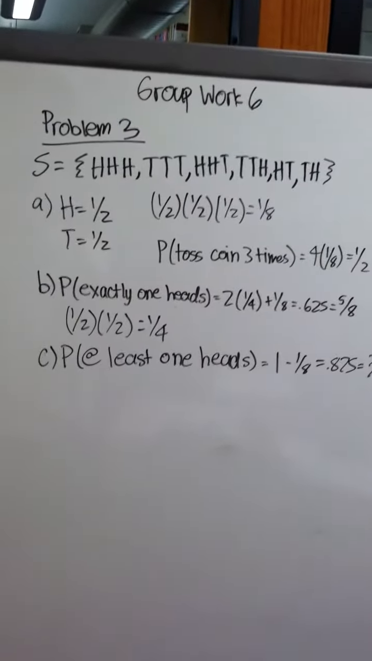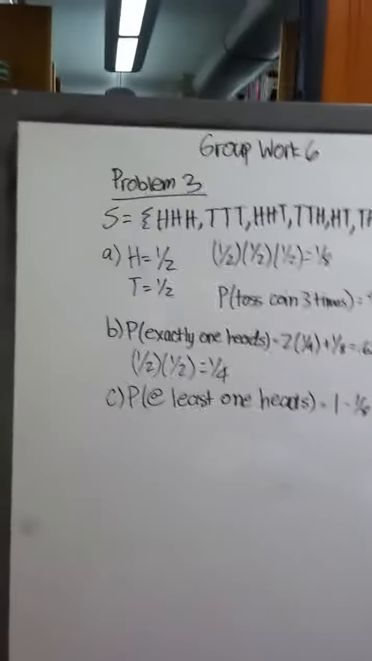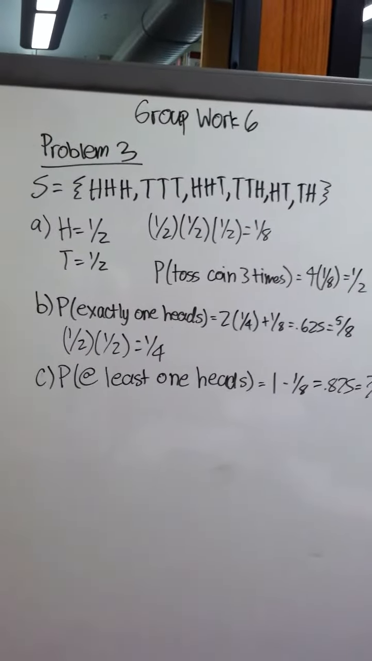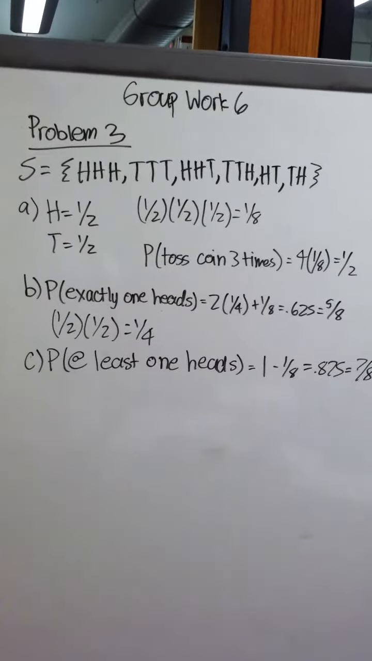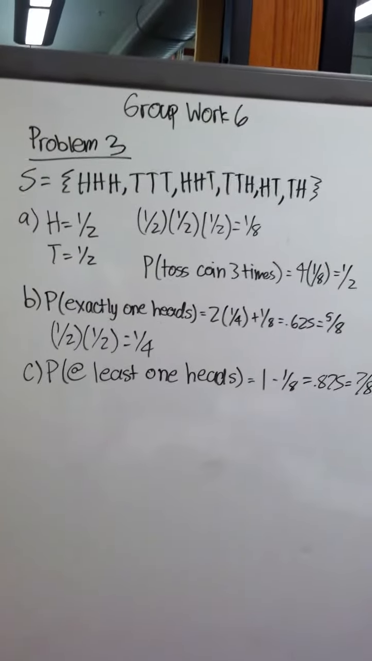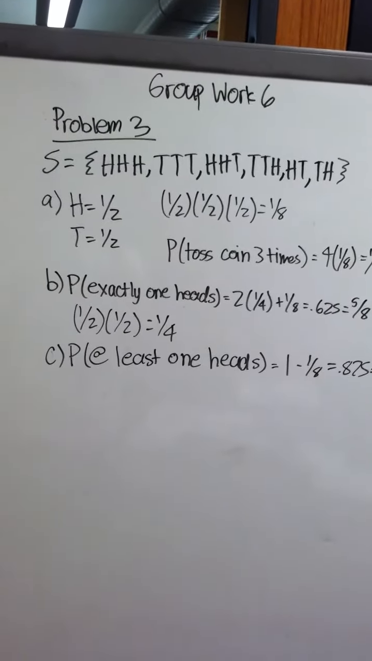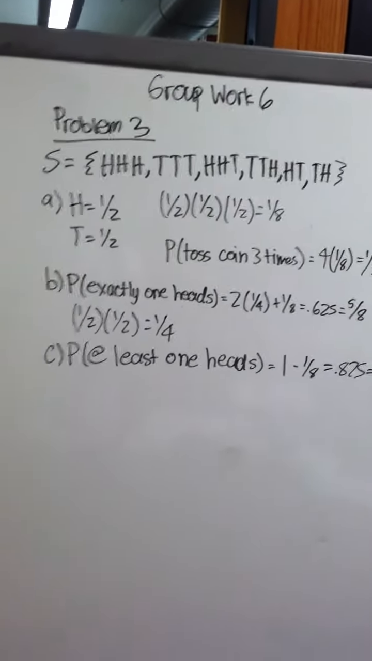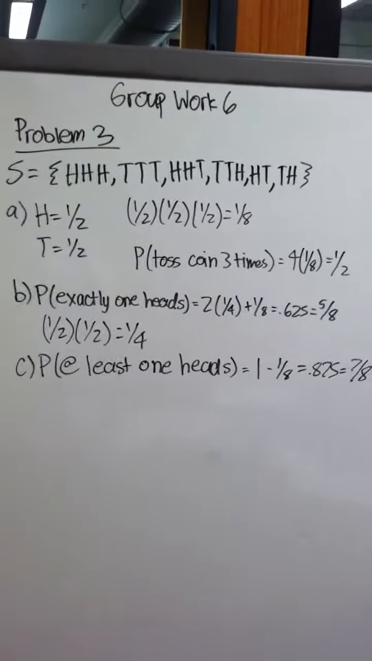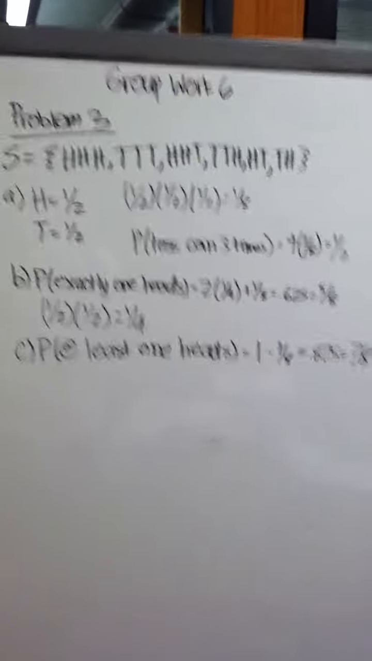In subproblem B, it asks, what is the probability we get exactly 1 heads? In order to find the probability of exactly 1 heads, we would need to multiply 1/2 times 1/2, which equals 1/4. Then multiply 1/4 by 2 because there are 2 outcomes that equal 1/4. But then also add 1/8 because there is 1 outcome where exactly 1 heads shows up when a coin is flipped 3 times. So the probability of getting exactly 1 heads is equal to 5/8, or 0.625.